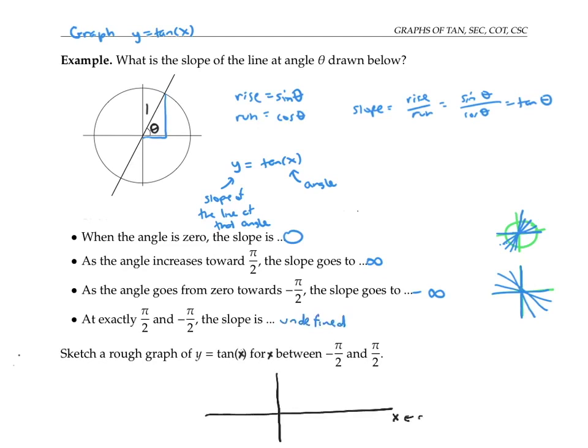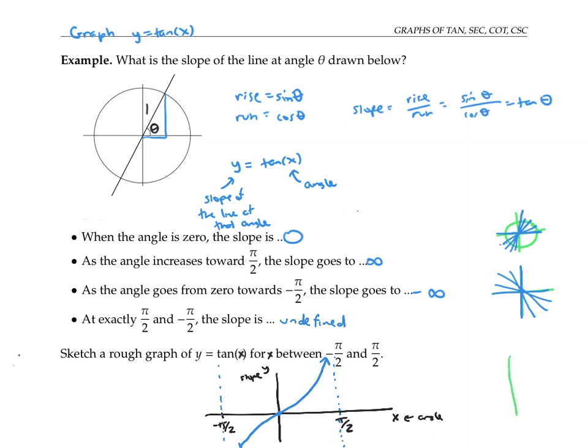Remember, we're thinking of x as the angle and y as the slope. We're going to go between an angle of negative pi over 2 and pi over 2. So we said that the slope was 0 when the angle's 0, and then it heads up towards positive infinity as the angle goes towards pi over 2, with an undefined value at pi over 2. It goes negative, heading towards negative infinity as the angle heads towards negative pi over 2, also with an undefined value at negative pi over 2.